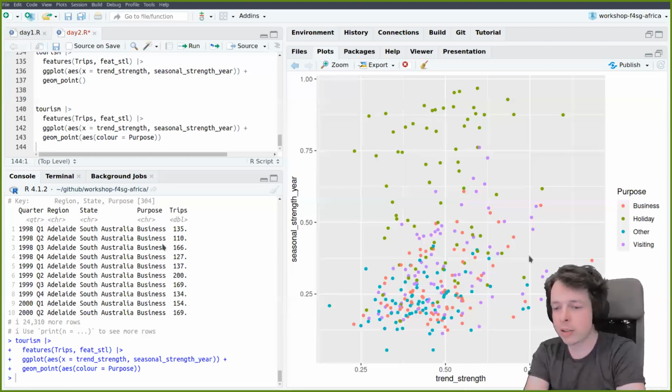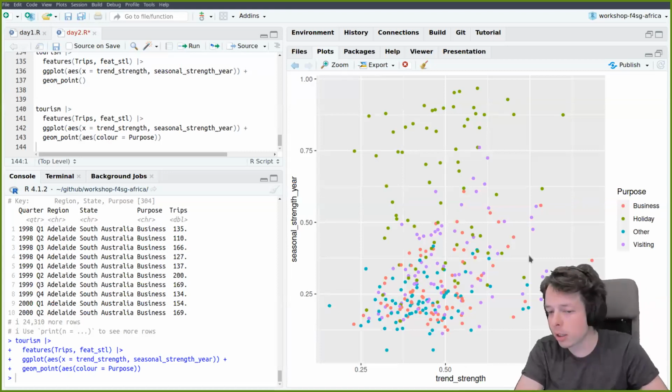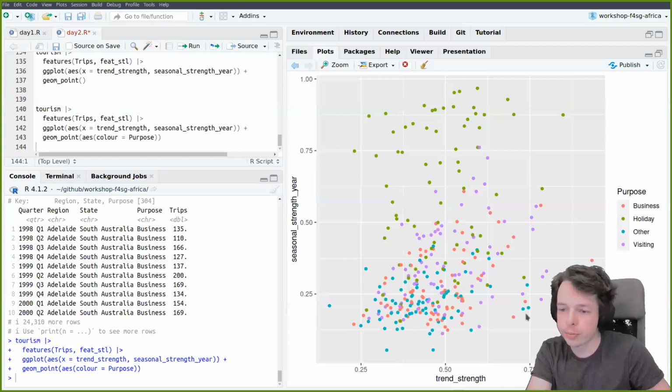So when we're creating models for all of these time series, if we're estimating holiday time series, we probably want to include some seasonal component in the model. But if we're thinking about business modeling, we might not need that seasonal component. The other reason in blue also seems to have low seasonality, but it's very spread out for trend. Some are very low trend, others have much higher trend. And for visiting, it's also more spread out, perhaps a little bit more seasonal. You can see some more purple points at the top here.